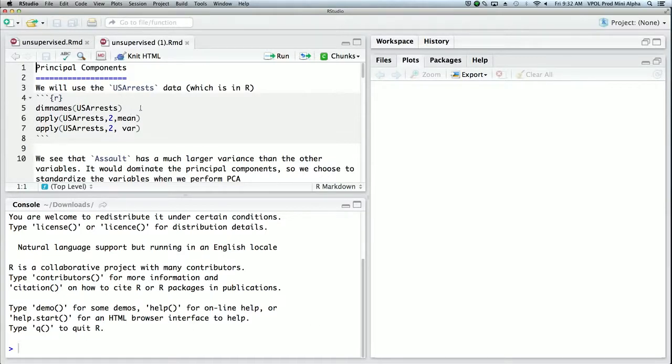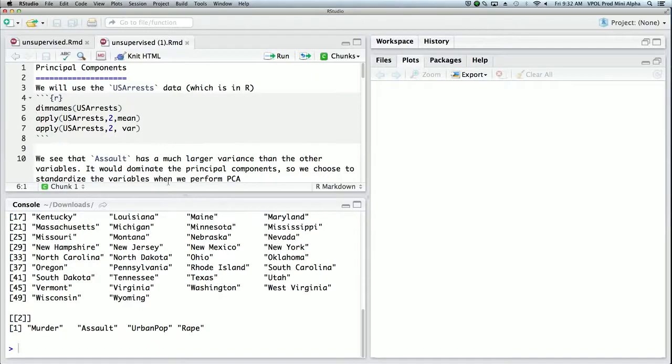and here we're going to start off with principal components, and we'll use a data set that's in R called the USArrests data. Let's just have a look at it. The dimnames, we see each row is a state, and there's 50 states listed, and each column is a crime category. So there's murder, assault, and then we've also got urban population percentage and rape. So we're going to do principal components of those.